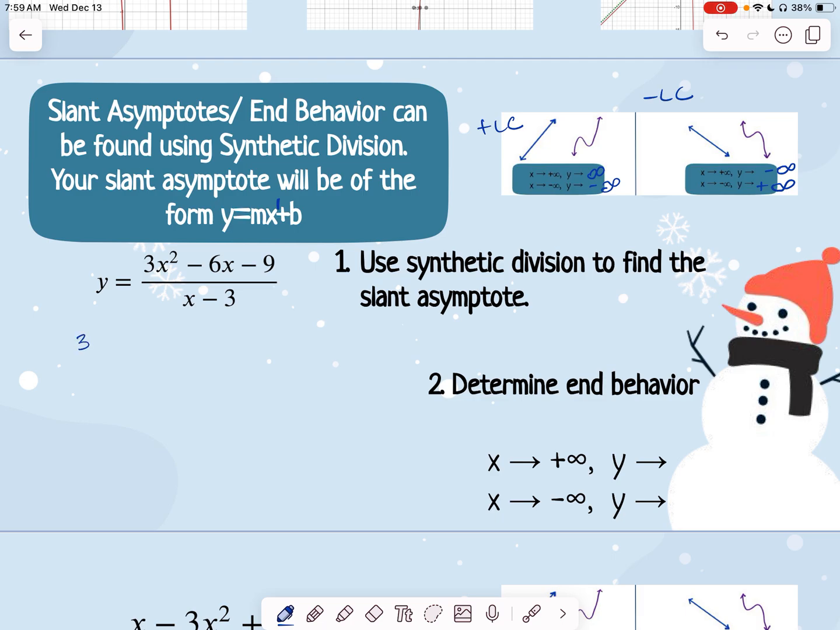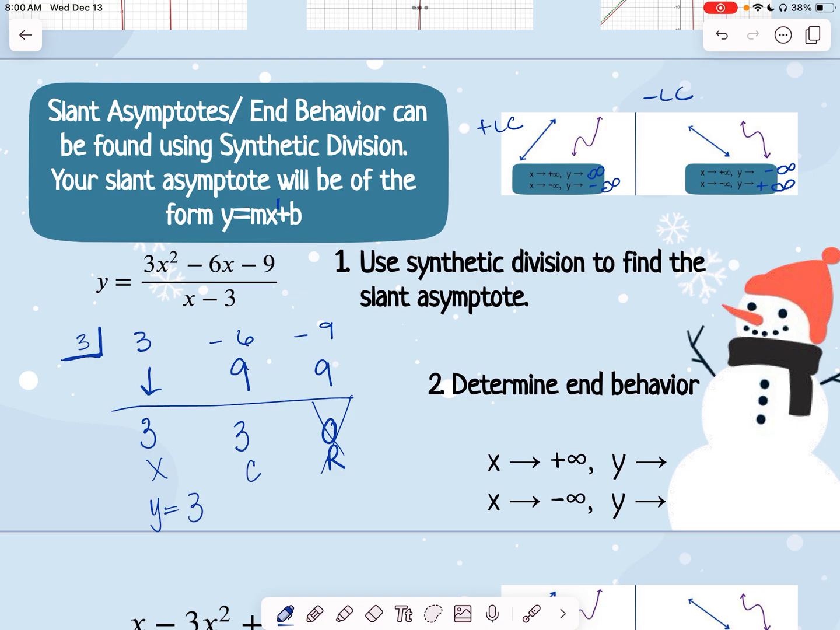I'm going to put a 3 in the corner, and then I'm going to list my coefficients: 3, negative 6, negative 9. Bring that down. 3 times 3 is 9. I get 3 here, 9 here, and I get 0. This is my remainder. The thing about this is that we don't really care about the remainder. So this one has no remainder, but I don't actually care about it. This is my constant and my x. So my answer is in that form, y equals mx plus b.